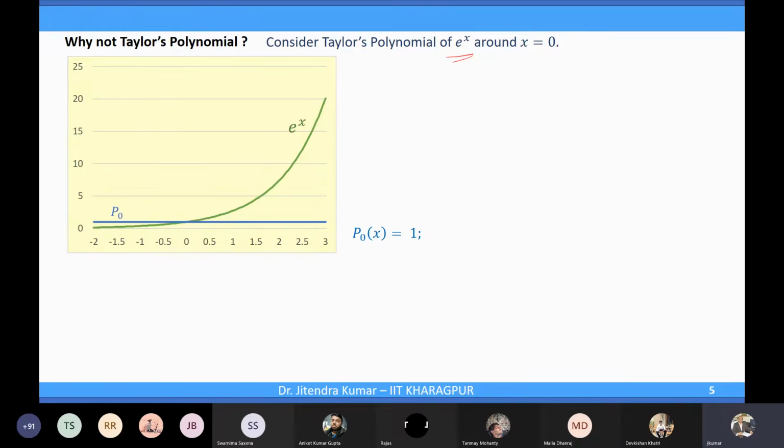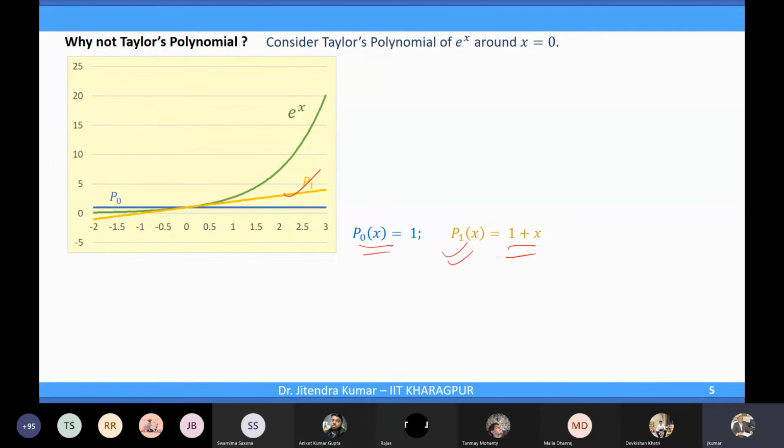Consider this example, which I have given in your Mathematics 1 also. Consider the Taylor polynomial of e^x around x equal to 0. If you take the Taylor polynomial of degree 0, then you have only 1. So this is the original function e^x, and then you have this polynomial of degree 0, the constant 1. Once we go with more terms, that means P1(x), the first order polynomial, 1 plus x, now the approximation is by this polynomial.